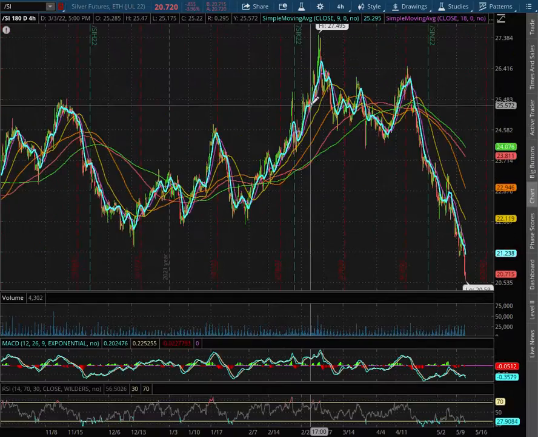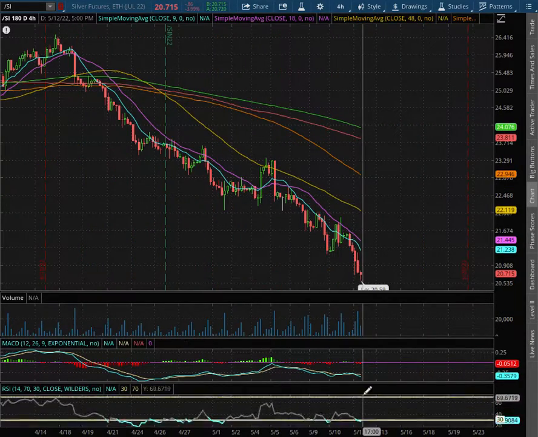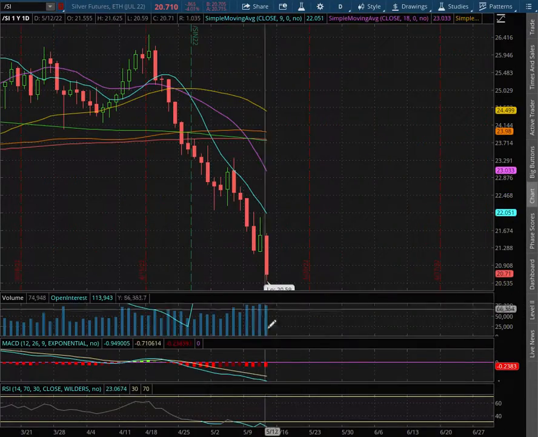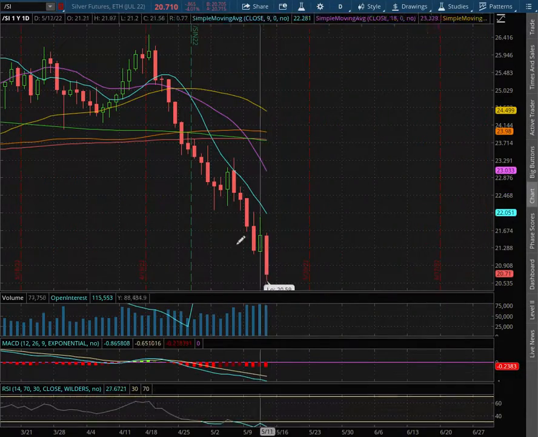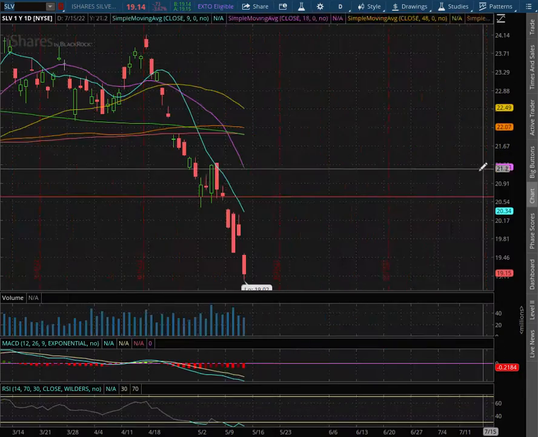With the 4 hour chart, we remain in negative MACD as well and at oversold condition with the RSI. As we extend that further to the daily chart, we see the same action, negative MACD, and at oversold condition with the RSI. As with the trade idea, I'll be trading SLV.